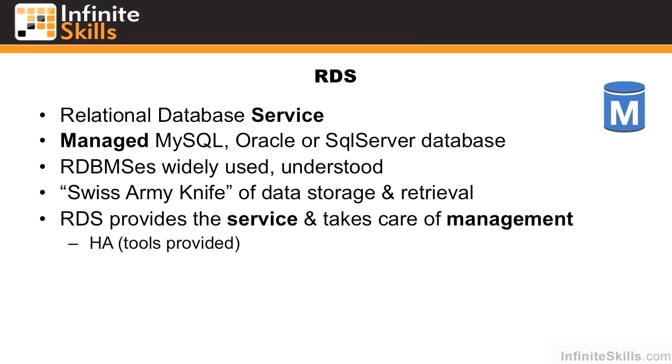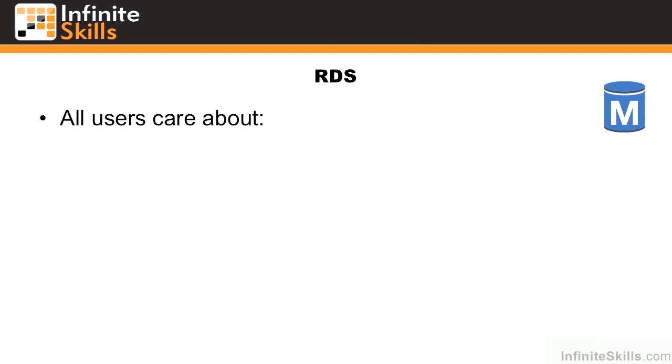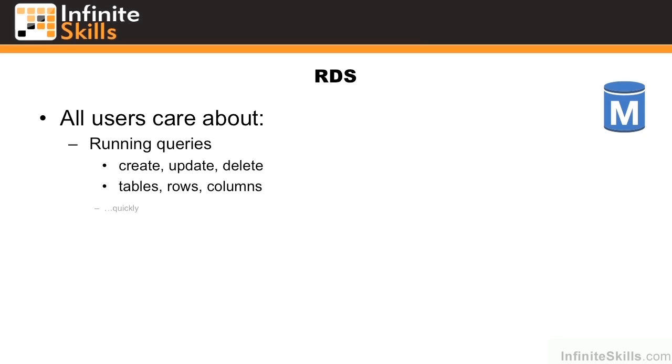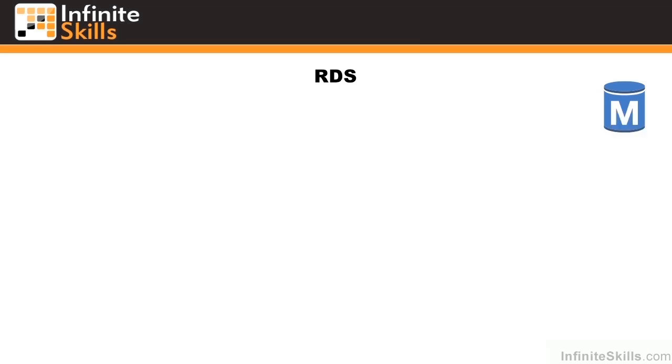It provides tools for high availability, for disaster recovery with backups and snapshots, for scaling with options to scale instance sizes and disk I/O, and patch management to upgrade your server automatically. What the users of your RDBMS typically care about are running queries, such as create, update, and delete on tables, rows, and columns, and they want to be able to do so quickly. This is what they're provided with inside of RDS, a SQL interface into the database itself. They have no direct ability to SSH into the server or to change hardware beyond the instance type.